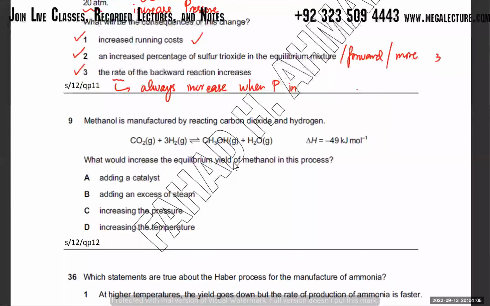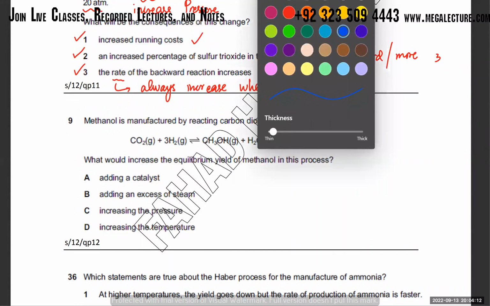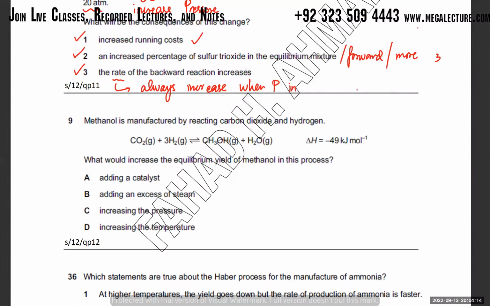So starting with this one, there's this reaction. What would increase the yield of methanol? ठीक है. तो यहाँ पे कि so we need more methanol. What that means is we need more forward reaction, right? So without what we're adding a catalyst, that should not. Okay, catalyst जो है वो forward backward speeds up both reactions equally, right?